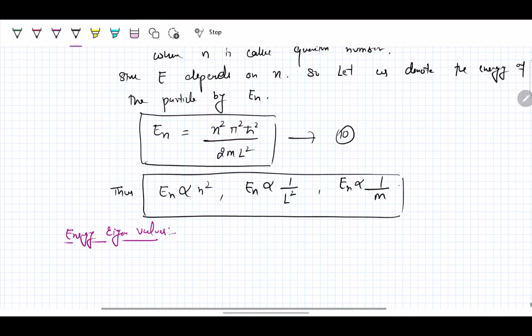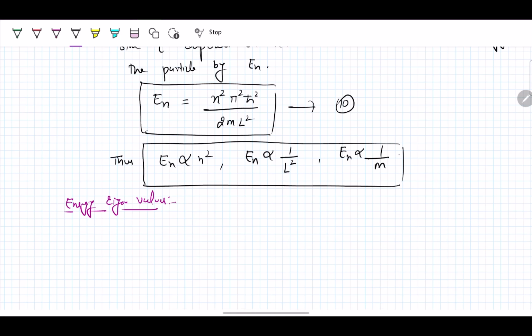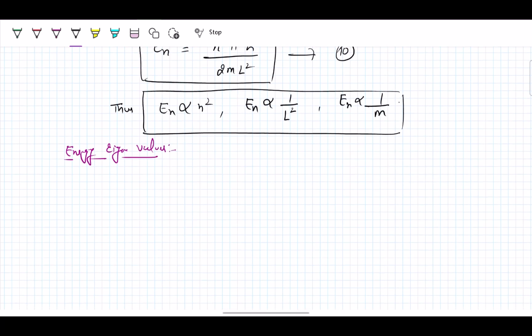From equation number 10 we can see that when n is equal to 0, En is equal to 0, and the corresponding wave function, psi n, is also going to be 0. It means the particle is not present inside the box, and this condition is not true, as we know the particle is inside the box. So when n is equal to 0, according to equation number 10, the energy is also 0, and then the wave function corresponding to it is also 0.